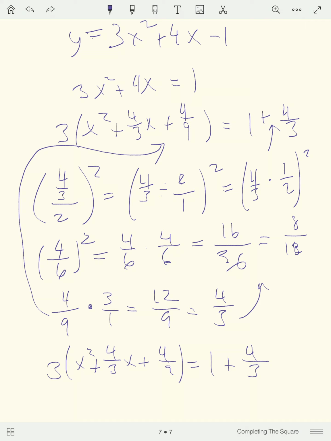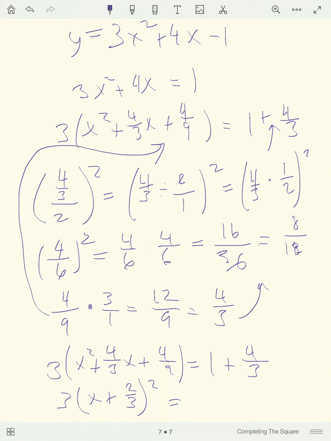The left side, again. We get 3 times x plus our term there, which was 4 over 6, which actually simplifies down to 2 over 3. I hadn't even realized that before. 2 over 3, of course, we want to simplify wherever we can, squared. And that's going to equal this math we have on the right side.